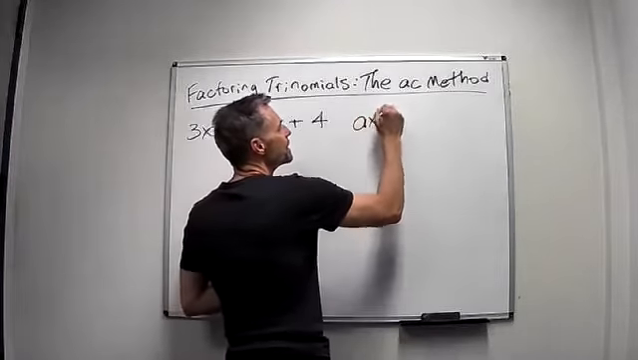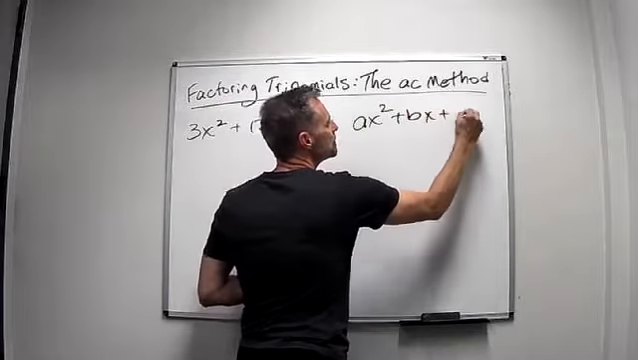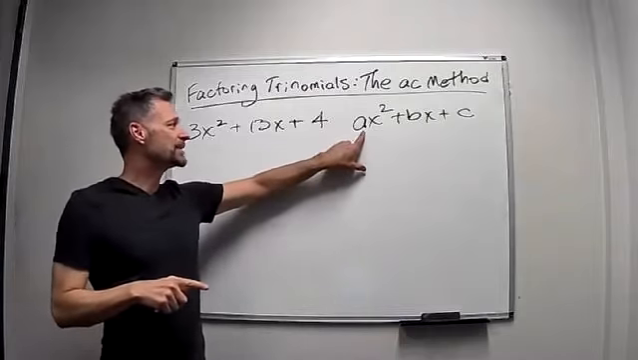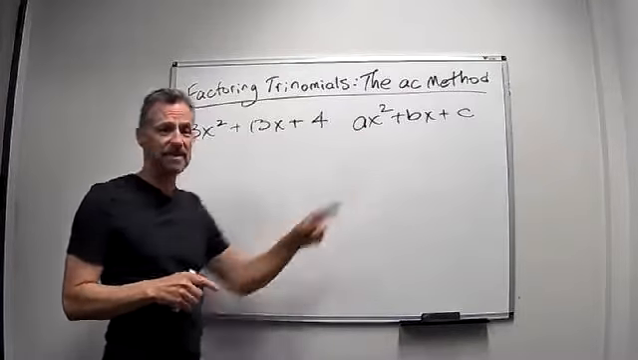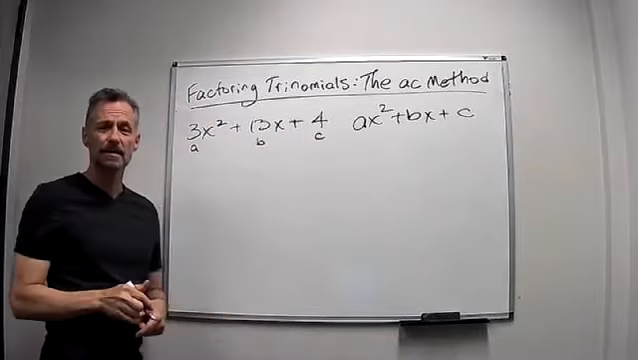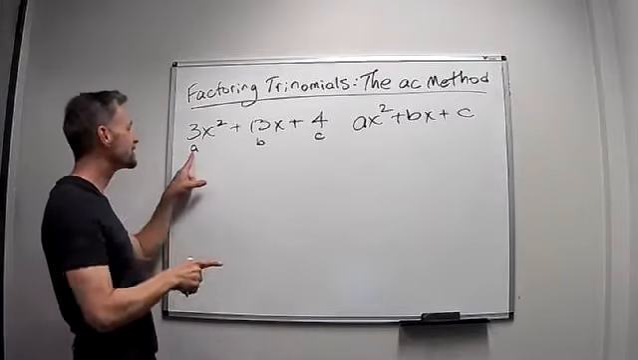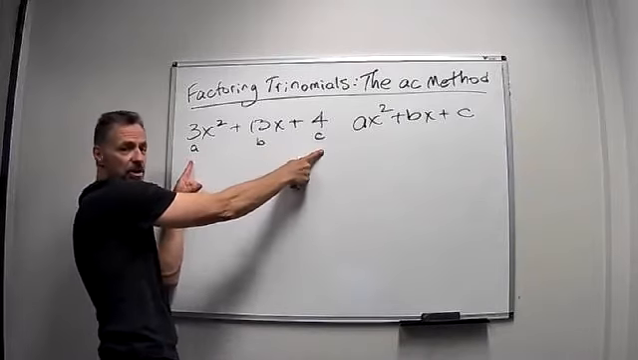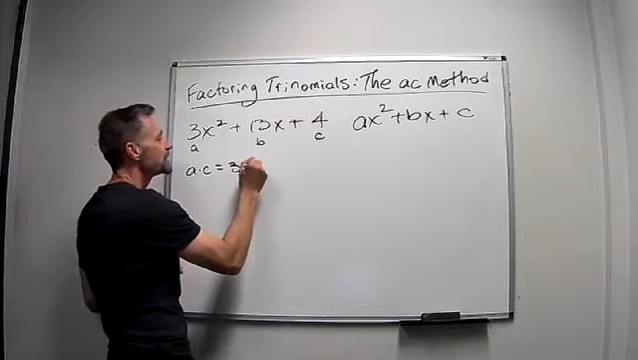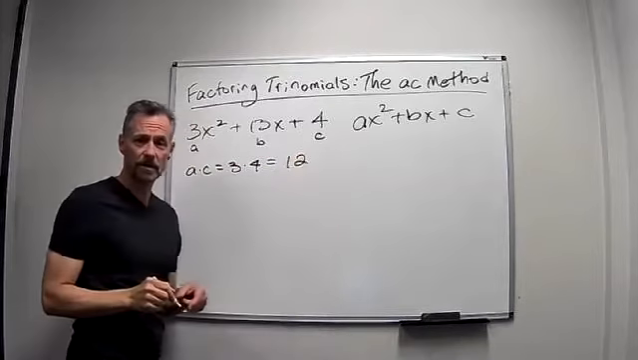It comes from the idea of a trinomial being able to be written in the form ax squared plus bx plus c. So this would be the a, that's the b, and that's the c. The AC method says take the a and the c, the lead coefficient and the constant, and multiply those together. So a times c, 3 times 4, we get 12.